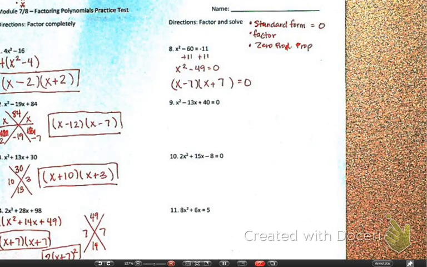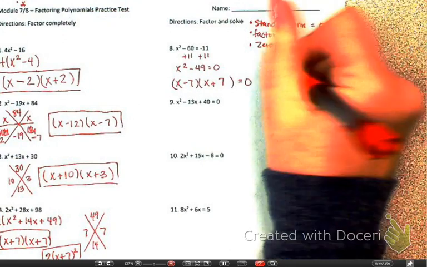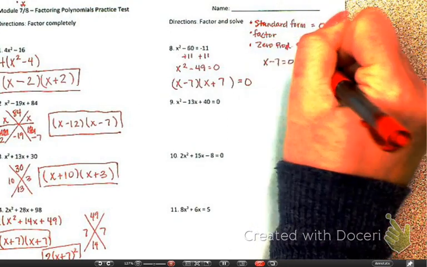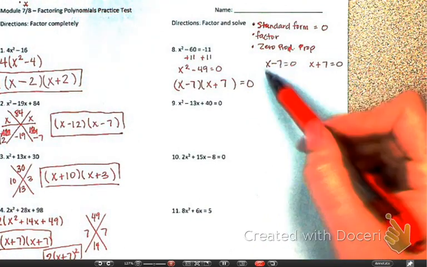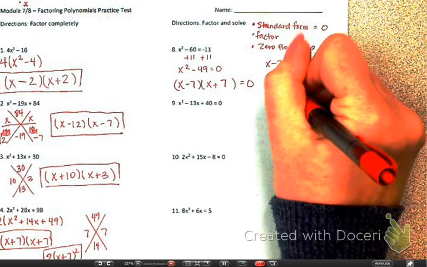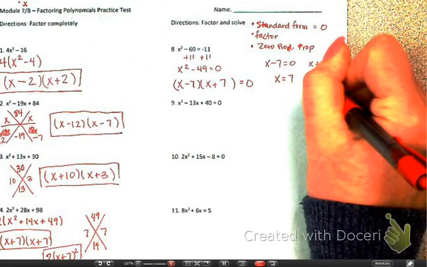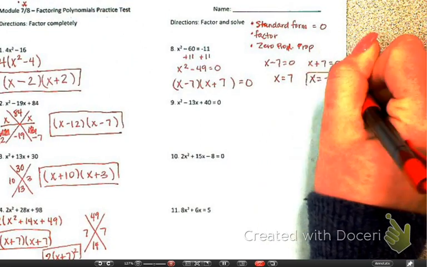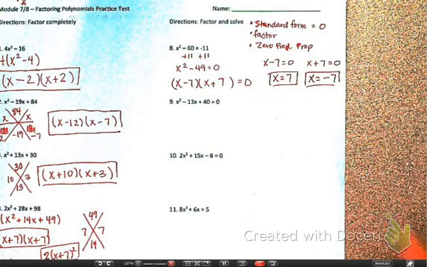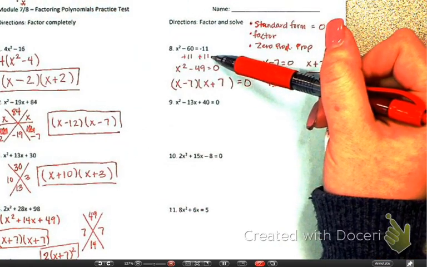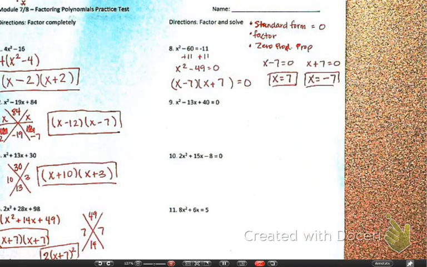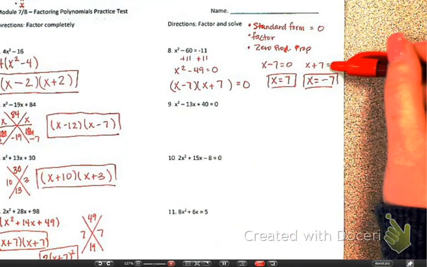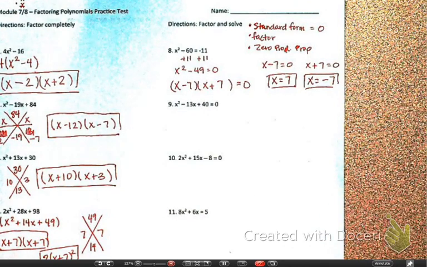Now I use the zero product property. You need to show me these steps. So x minus 7 equals 0, x plus 7 equals 0. This I will allow you to do in your head. What does x equal? 7 and negative 7. Okay, but that is the work that I should see on your paper. This you can also do in your head, but you should show me factored form, and you should show me each factored piece set equal to 0.